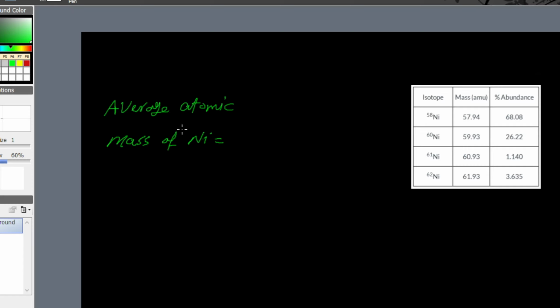So if we are to calculate the average atomic mass of nickel, we can calculate it from this relation. We can multiply the mass of the isotope times the percentage of its abundance. So for example, in the isotope nickel 58, we can write it like this: the mass 57.94 times its percentage of abundance, right? So the percentage of abundance is 68.08, 68.08 over 100 plus the rest of the isotopes. So this is the first isotope, nickel 58, and we have nickel 60.